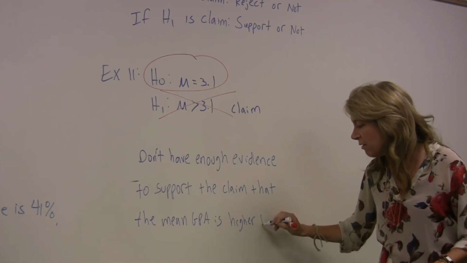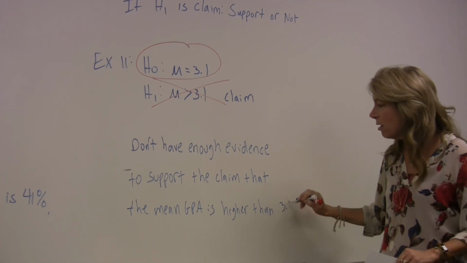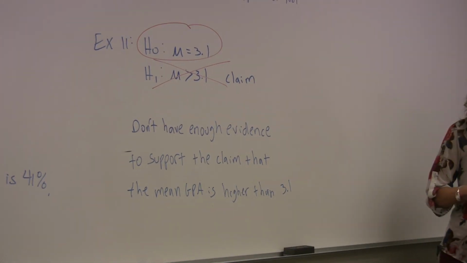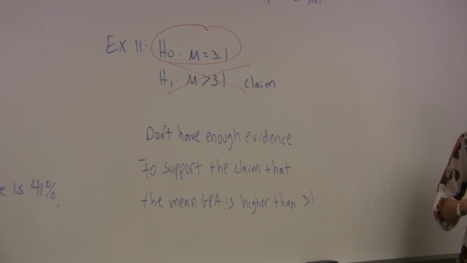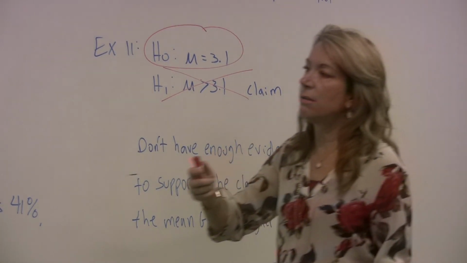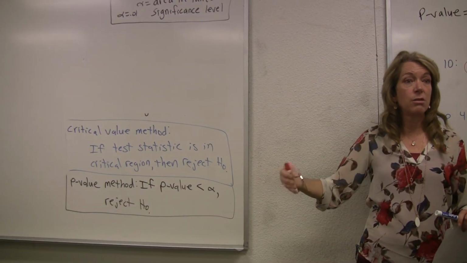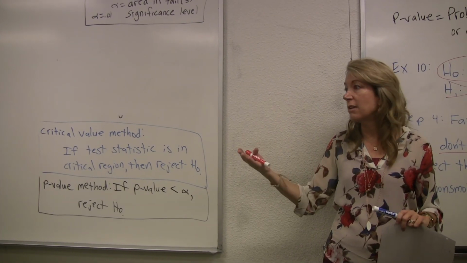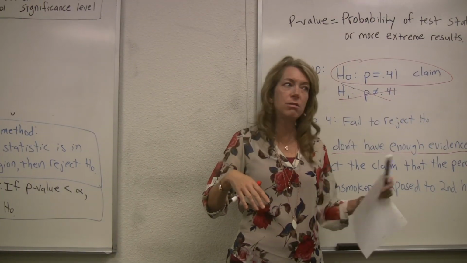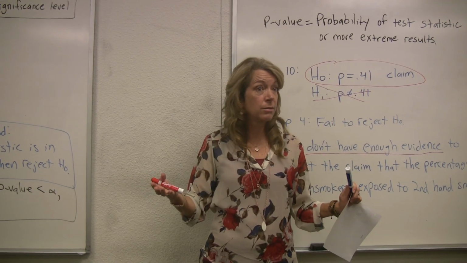So before you go, I know you want to get out of here. I just want to make sure you're clear on one little thing. When we say we do have evidence or we don't have evidence, when you're rejecting H0, that's because you have enough evidence to reject. So when you reject, you have sufficient evidence. If you're failing to reject, we don't have enough evidence. Same thing like in court.